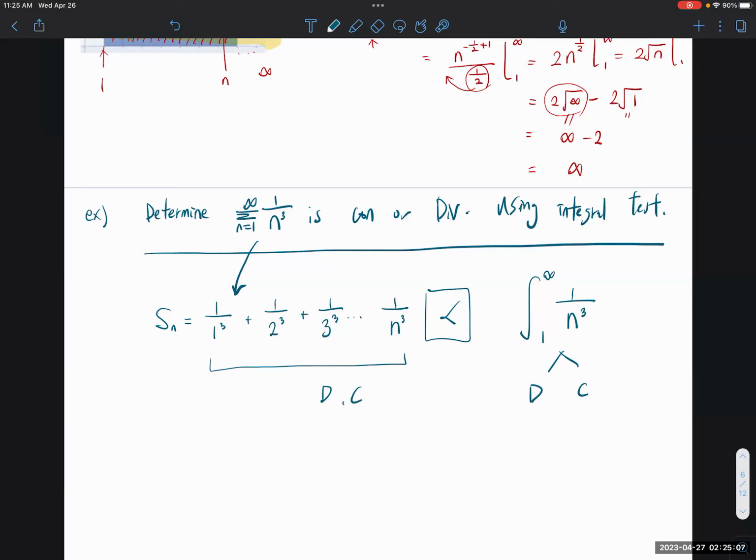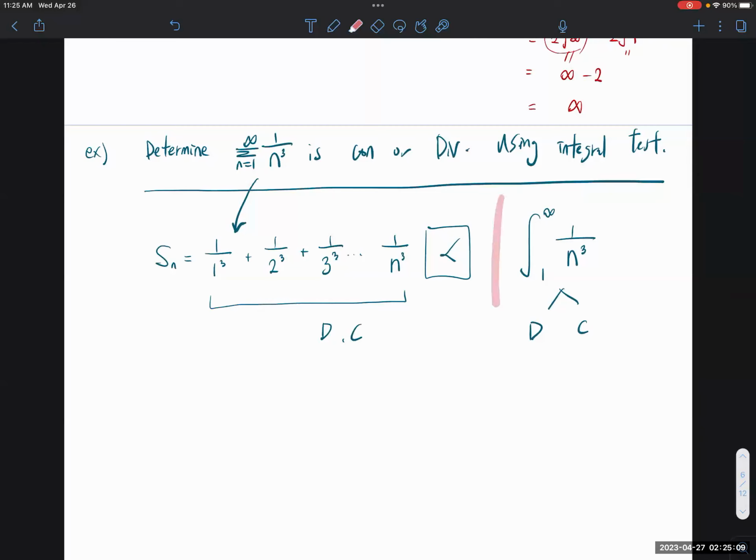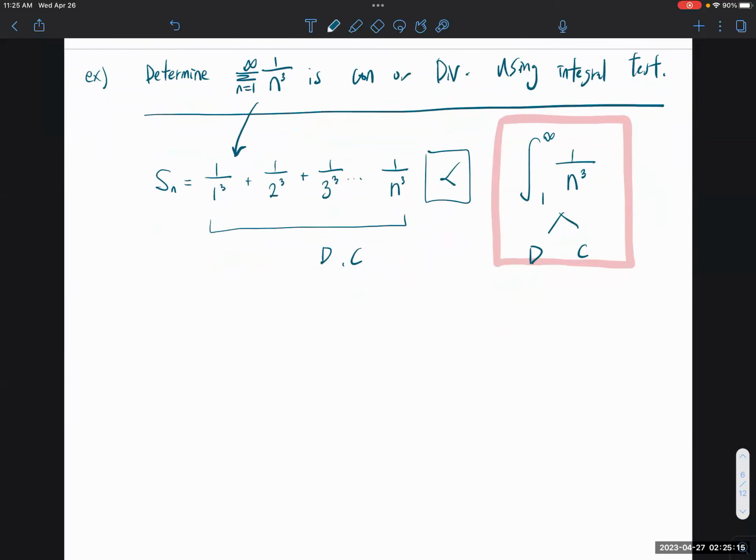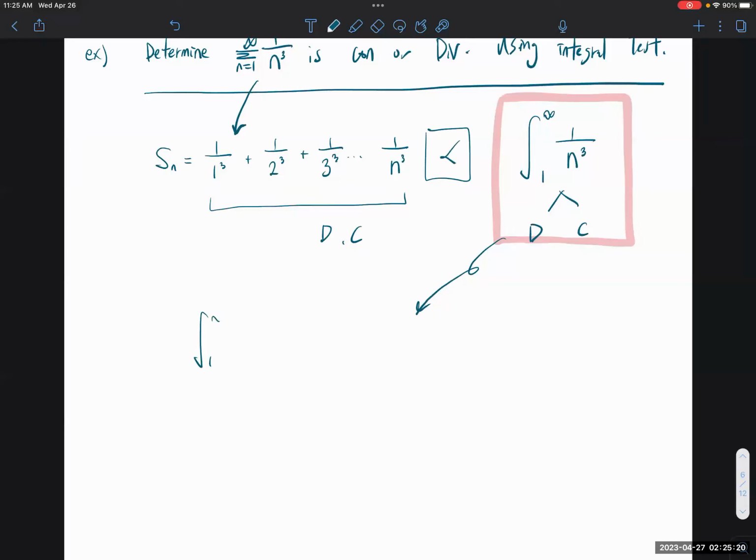So let's check. All you need to do, we are going to calculate this integral. We talk about integrals all the time in calculus too. So let's take a look at the integral from 1 to infinity of 1 over n to the third, and then dn, I have to write dn. So that means the integral from 1 to infinity of n to the negative 3 dn.